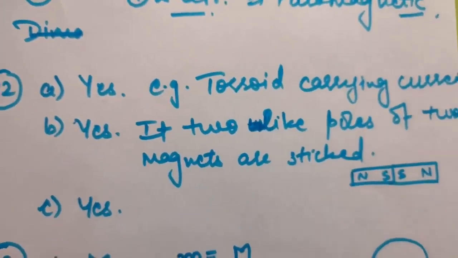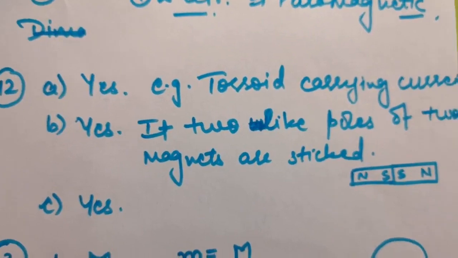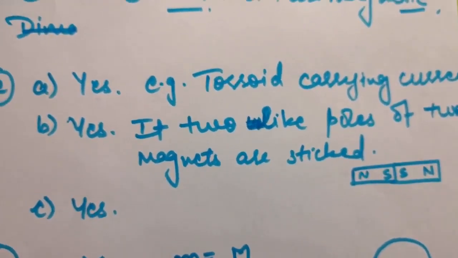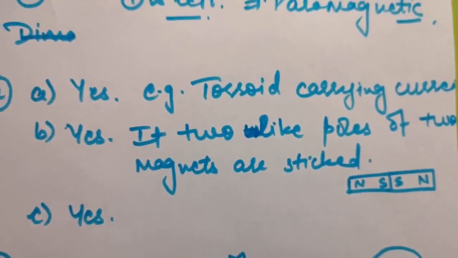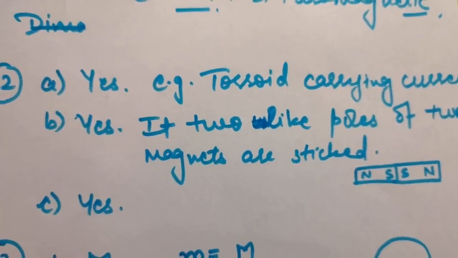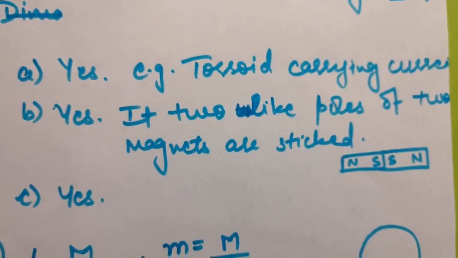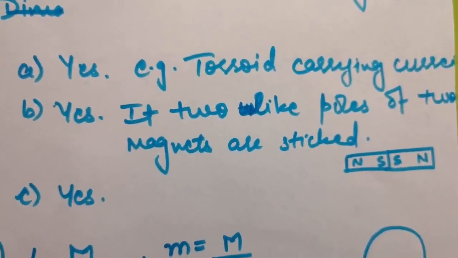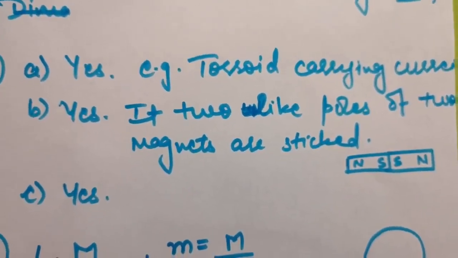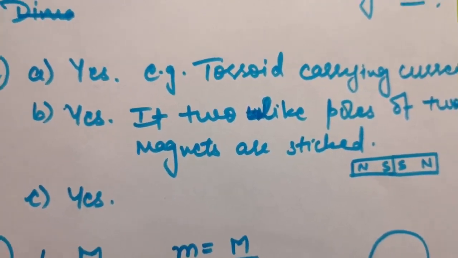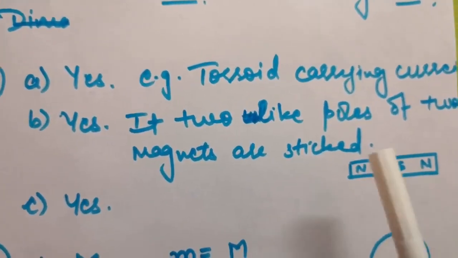Okay, so the 12th question says, is a magnet possible which has no poles? The answer is yes. For example, when you have a toroid which carries current, that behaves as a magnet, even then it has no poles. The second part says, is it possible to have a magnet which has two like poles, that is two similar poles? Again the answer is yes, and you can look at it like this.